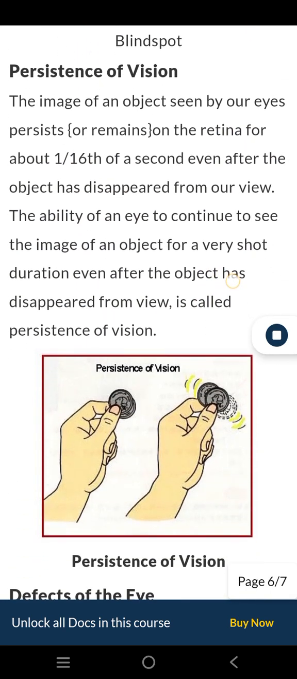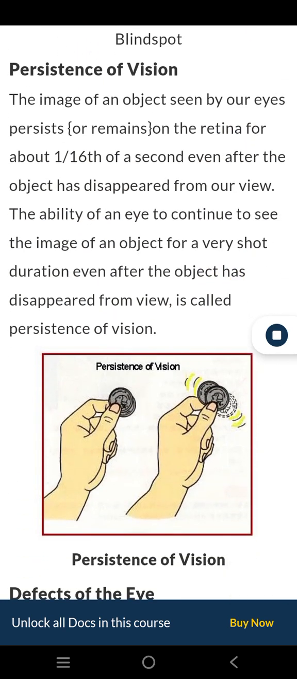Persistence of vision. The image of an object seen by our eyes persists, or remains, on the retina for about 1/16 of a second even after the object has disappeared from our view. The ability of an eye to continue to see the image of an object for a very short duration even after the object has disappeared from view is called persistence of vision.